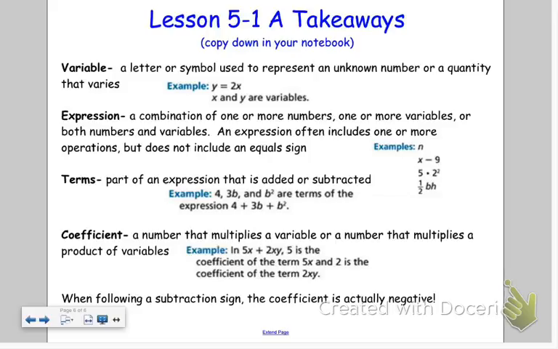Okay, let's look at our takeaways. So we have the different definitions and examples for variable, for an expression, for terms, and for a coefficient. And also just keep in mind, when following a subtraction sign, your coefficient is actually going to be negative.